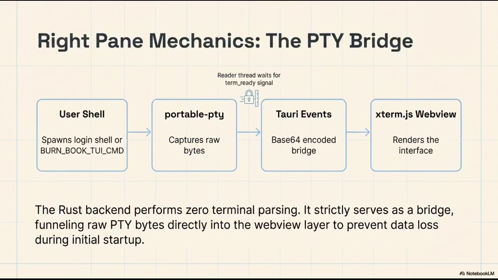Here, the raw data is encapsulated as a base64 encoded bridge, ready for transmission to the front end. Finally, these processed events are sent to the front end, which is responsible for rendering the full terminal interface you interact with. A key architectural decision here, highlighted at the bottom, is that the Rust backend performs zero terminal parsing. It strictly serves as a bridge, directly funneling raw PTY bytes into the WebView layer. This approach is critical to prevent any data loss, especially during the initial startup phase, when complex terminal sequences and escape codes are frequently transmitted.